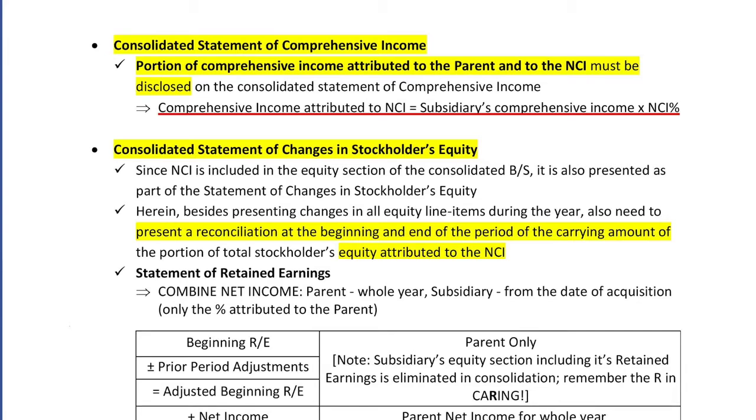And then when we're looking at highlight statement of retained earnings, on the consolidated balance sheet, you're going to have highlight beginning retained earnings, and that's going to be highlight parent only. Then you have highlight plus net income, which is highlight parent's net income for the whole year, plus highlight subsidiary's net income from the date of acquisition attributable to the parent's shareholders.